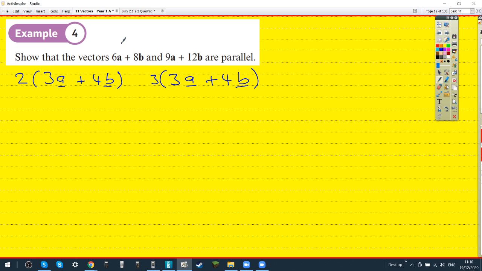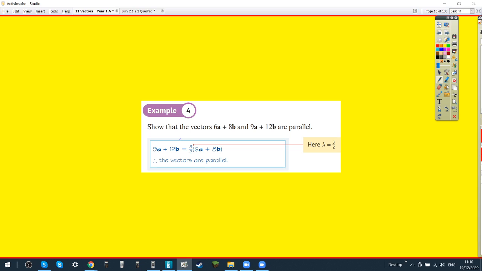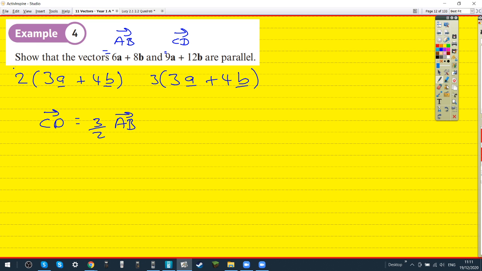I don't really like how they laid this out. I'm just going to call this first one A to B. I'm going to call this second one C to D. And I would say something like C to D is 3/2 bigger than A to B or something like that. Don't know how you'd say it. So 9A plus 12B is 3/2 of 6A plus 8B. Show that, therefore parallel.